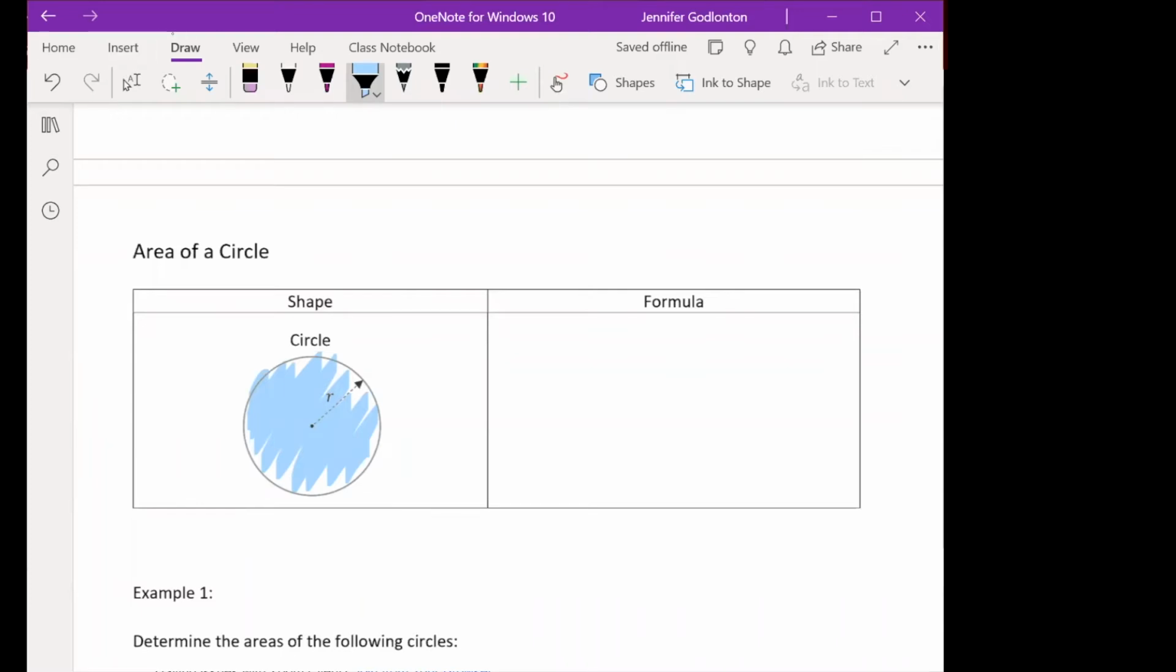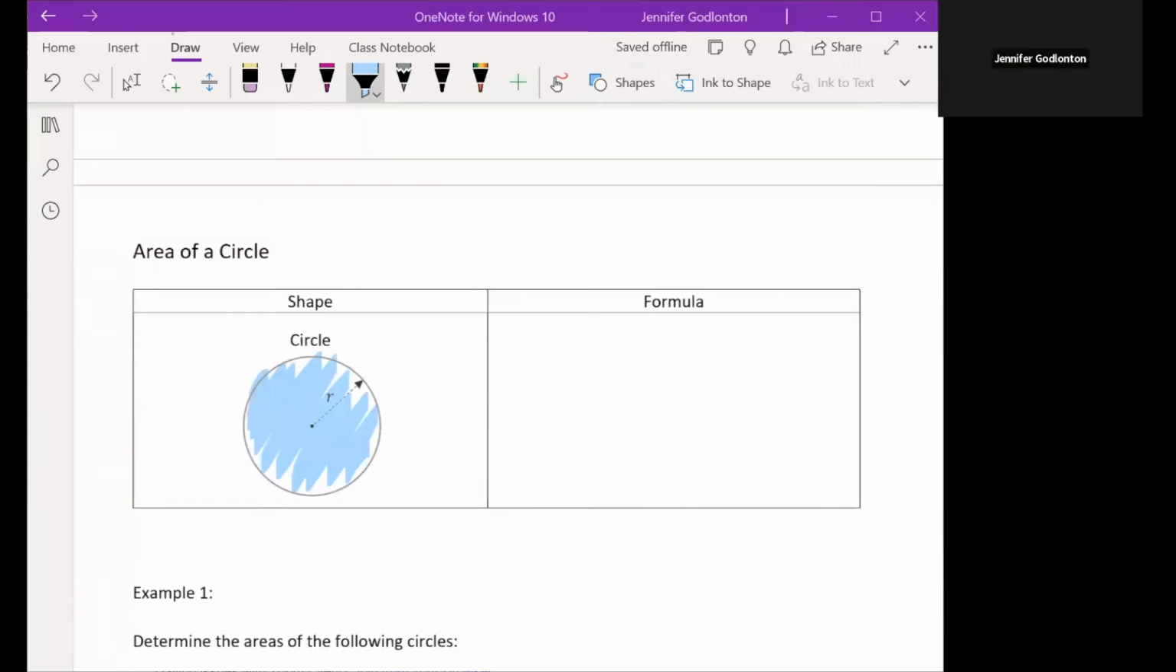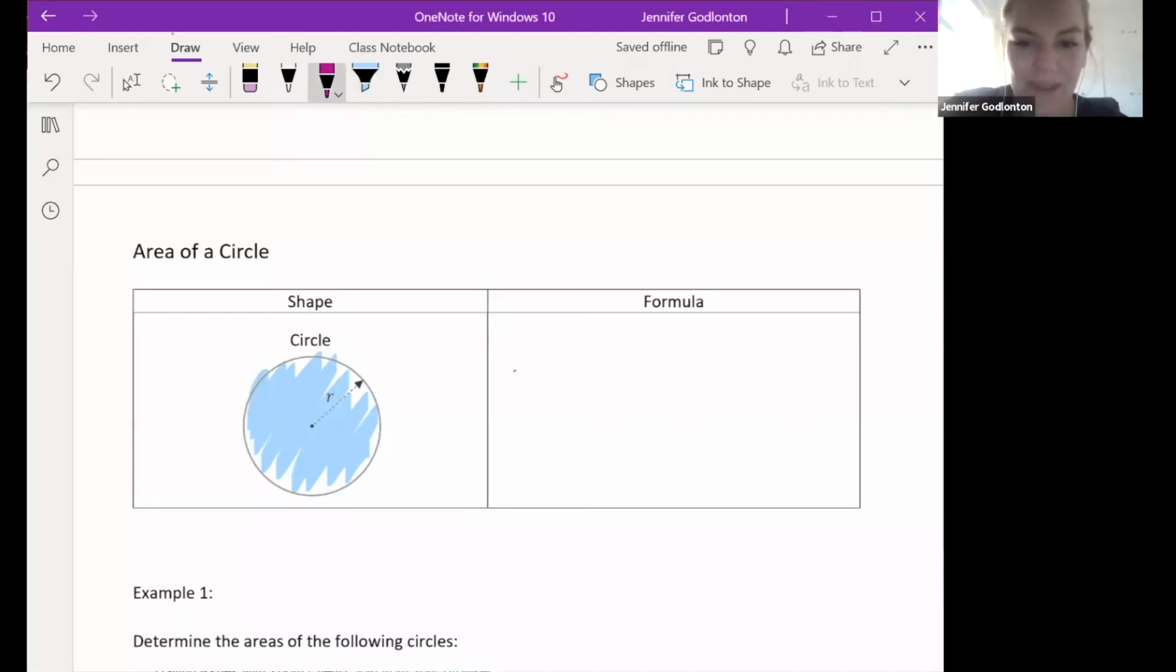So pop it in the chat for me. And then we'll, okay, I'm seeing some things here. I'm seeing some C. Okay, yeah, I'm liking these answers. Absolutely, our area is equal to pi times our radius squared.